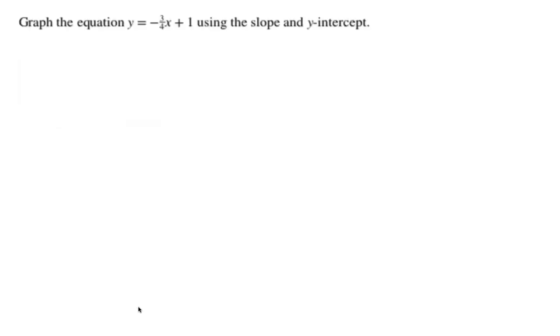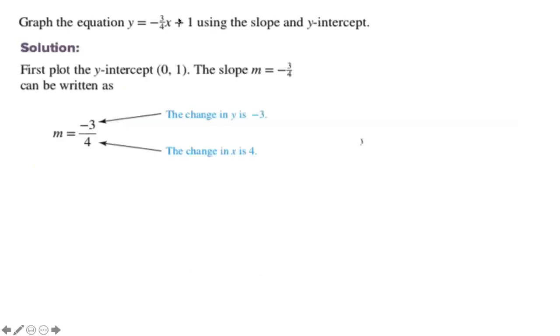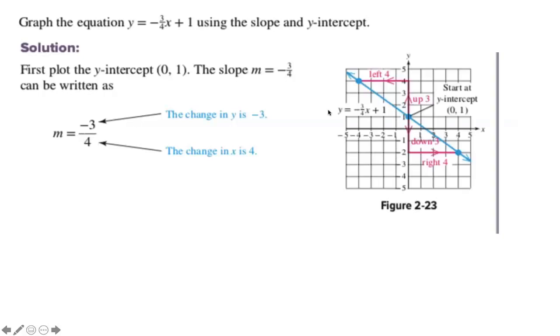Okay, how about this equation? y is equal to negative 3 over 4 of x plus 1. Again, the y-intercept is 0 comma 1, and the slope is negative 3 over 4. And so we want to graph this equation. One way to look at the slope is negative 3 over 4. So rise is negative 3, which means you go down 3. Run is 4, which means you go to the right by 4. And so if I start at the y-intercept 0 comma 1, I can go down 3 and go to the right 4, so I get another point.